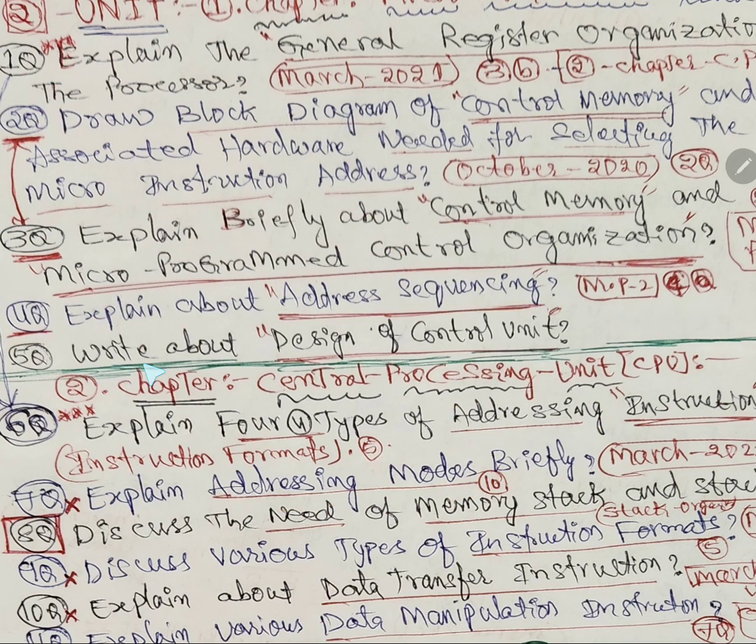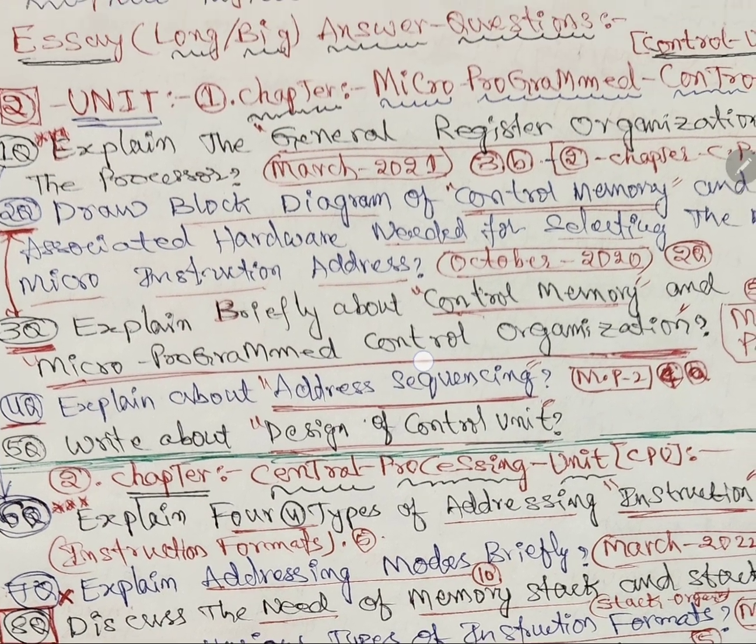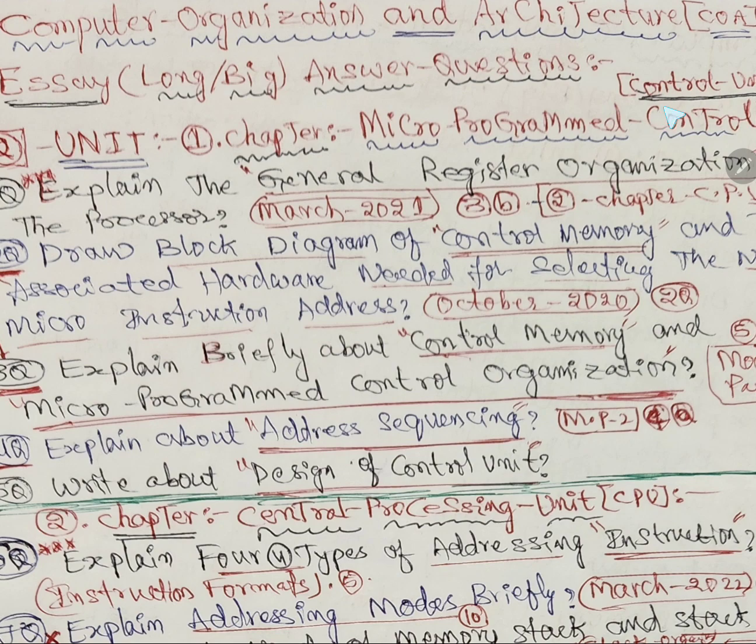Next we have the fifth question. Write about designing of control unit. This is a very important question and a direct question, a direct title question. The title is micro programmed control, nothing but designing of control unit only. See here, control unit. Micro means small. Program, writing some program. Control, nothing but control unit only. This is the direct question.